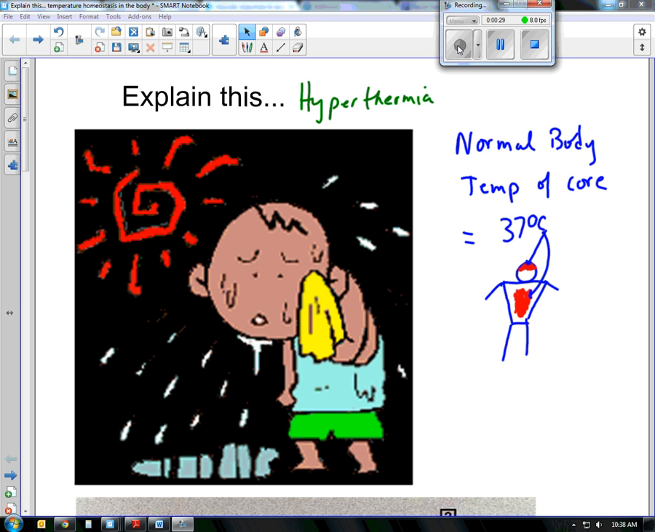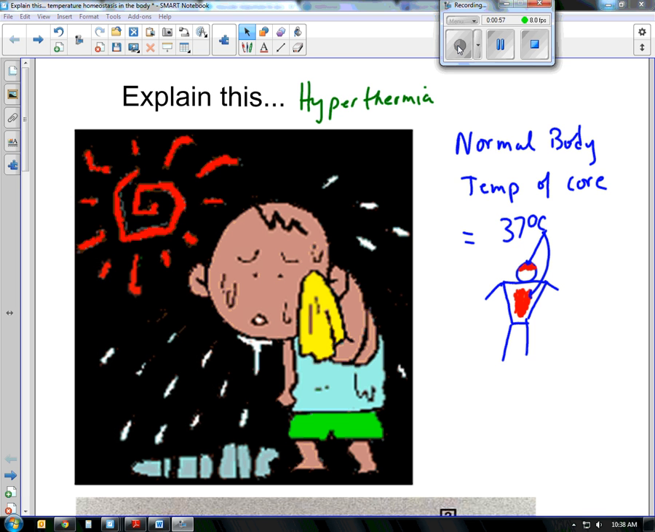So you see a picture in front of you, and what I would like you to do very quickly is try to explain what's going on. And I don't want you just simply to say, oh, he's sweating. I want you to think of the physiological changes that are happening in the body to make this happen. And then tell me a little bit about why that's happening.